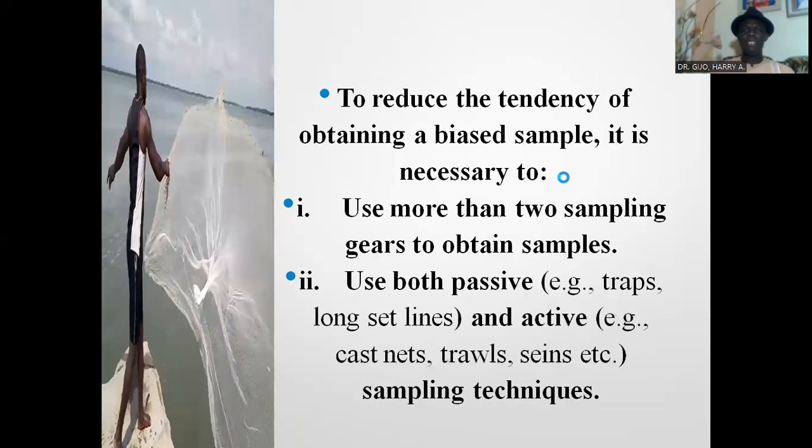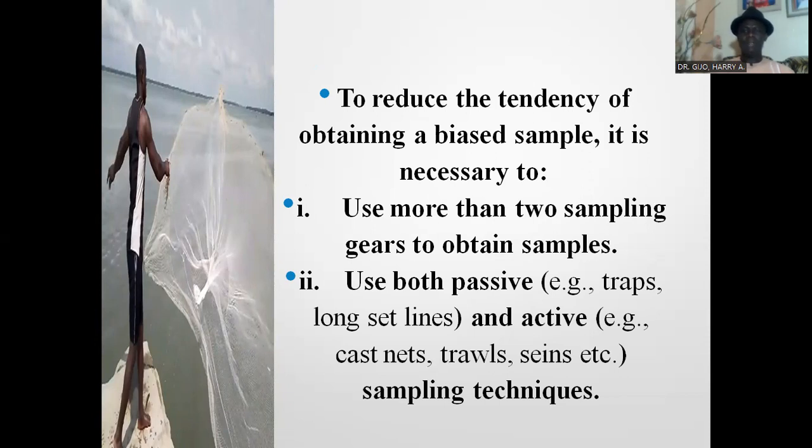To reduce the tendency of obtaining a biased sample, it is necessary to do the following. One, use more than 2 sampling gears to obtain samples. Then the second, use both passive and active sampling techniques. The passive techniques include the use of traps, the use of long set lines, and the use of some nets such as gill nets and many other techniques.